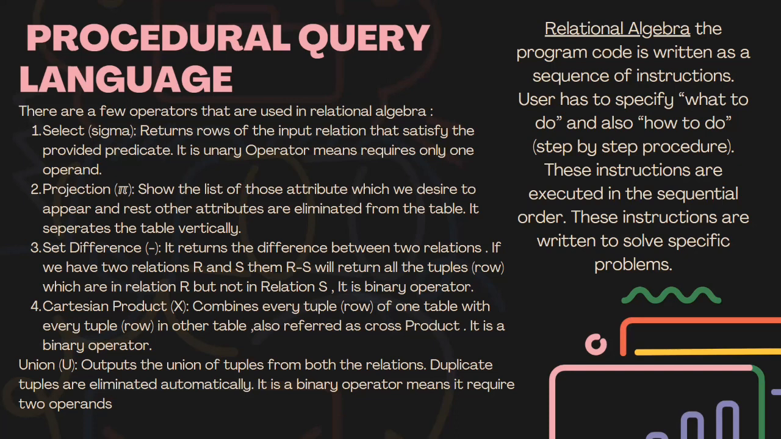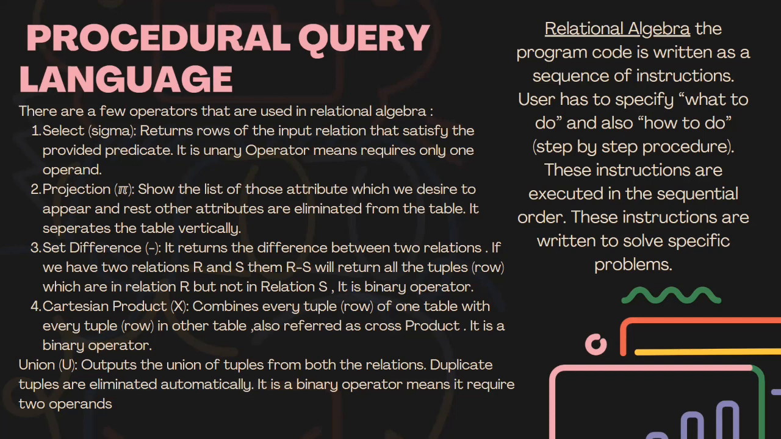Relational algebra, for one, could be defined as the set of operations on relations. The relational algebra is written as a sequence of instructions. The user has to specify what to do and also how to do it, step by step. These instructions are executed in sequential order. These instructions are written to solve specific problems.